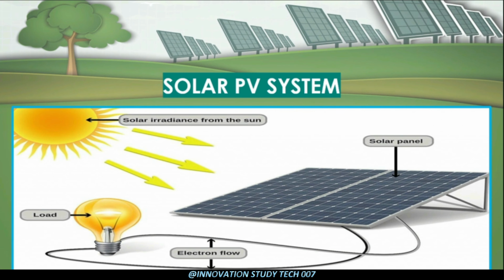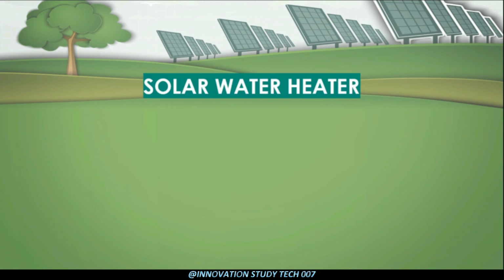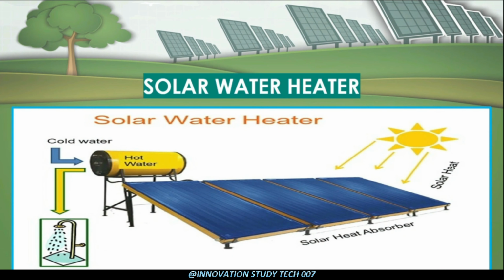The second type of system, in which the heat component of the sun is utilized, is shown here. Through the heat, the temperature of the water is increased, which makes the water hot. Now this hot water can be used for different applications. Since this kind of system uses heat as a medium, it is called a solar thermal system.